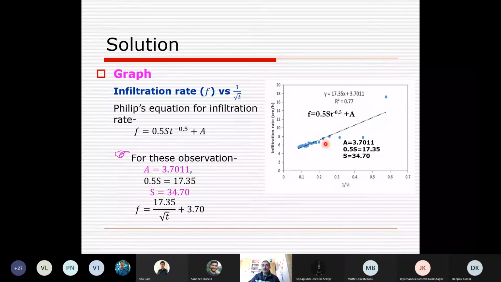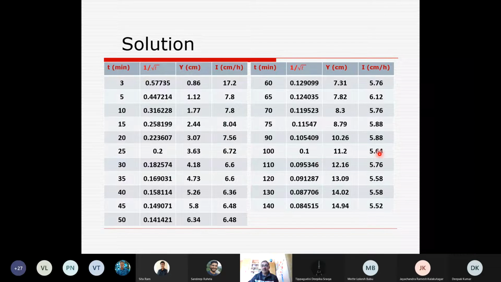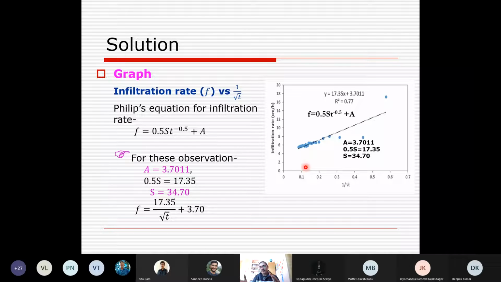So once we are fitting this data, the infiltration rate you have estimated here and 1 by root T, and you are fitting these two pieces of information into a curve and trying to get a relationship, it will give you the infiltration rate, given here by F is equal to, the relationship is simple, that is linear, 0.5 S T to the power minus 0.5 plus A. And this relationship is simply given by y is equal to mx plus c by the least squares method, that is usual. And here in Excel, you can put this data and find out immediately what the linear relationship is. So we have achieved 17.35x plus 3.7.